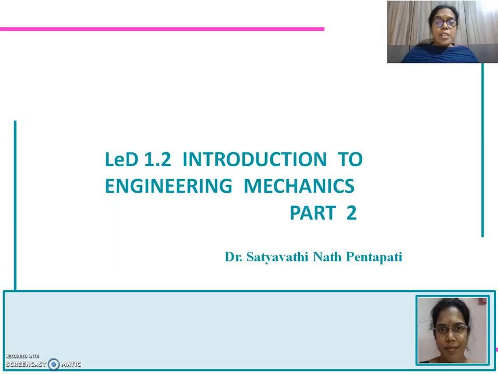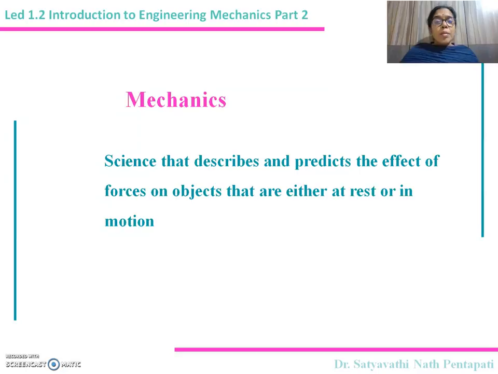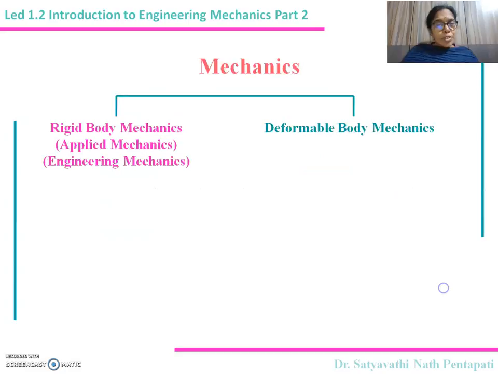In this video, let us learn more about the course Engineering Mechanics. From the first video, we understood that mechanics is a science that describes and predicts the effect of forces on objects that are either at rest or in motion. Now let us see the classification of mechanics. Basically, mechanics can be classified into two parts. One is rigid body mechanics and the other is deformable body mechanics.